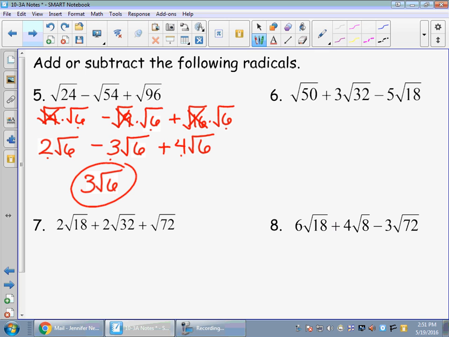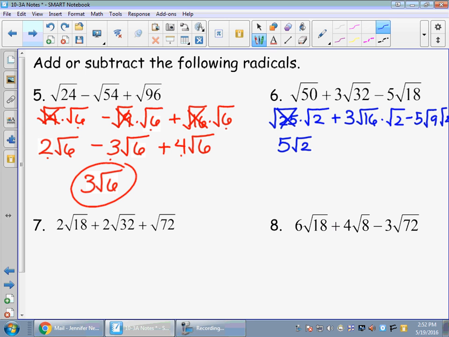So number 6, let's do the same thing. Let's simplify what we can. Not always do they all simplify, and sometimes they don't simplify to the same thing, but you still have to simplify. So 50, I recognize, is 25 and 2, plus 3 times 32 can be 16 and 2, minus 5 times 9 and 2. So the 25 becomes a 5, so this becomes 5 root 2, 5 times root 2. And over here, the square root of 16 becomes a 4.